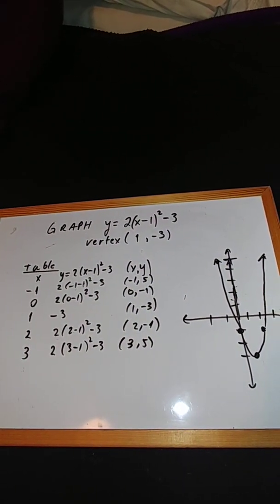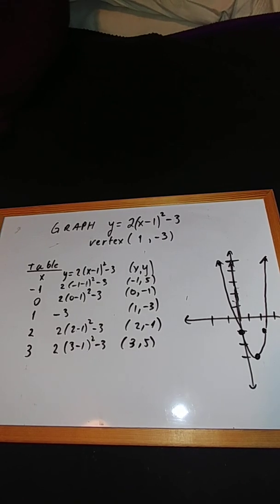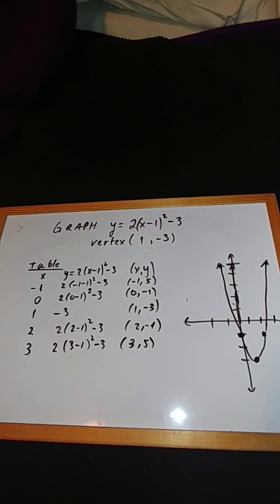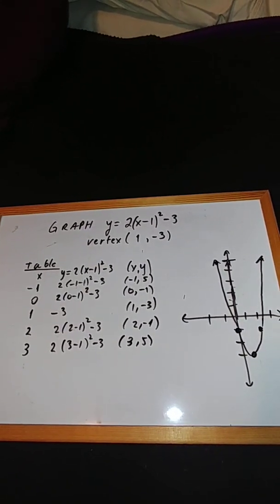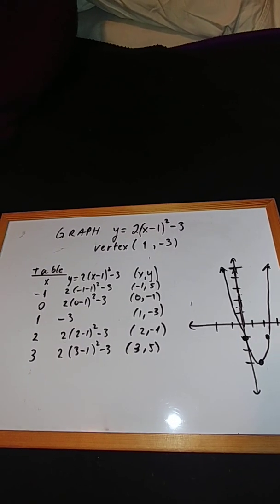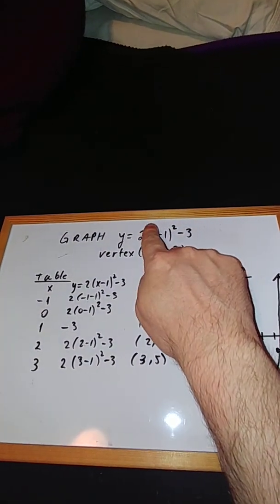Graph y equals 2(x minus 1)² minus 3. To do this problem, we're going to take a couple of steps. So the first step is to locate the vertex.